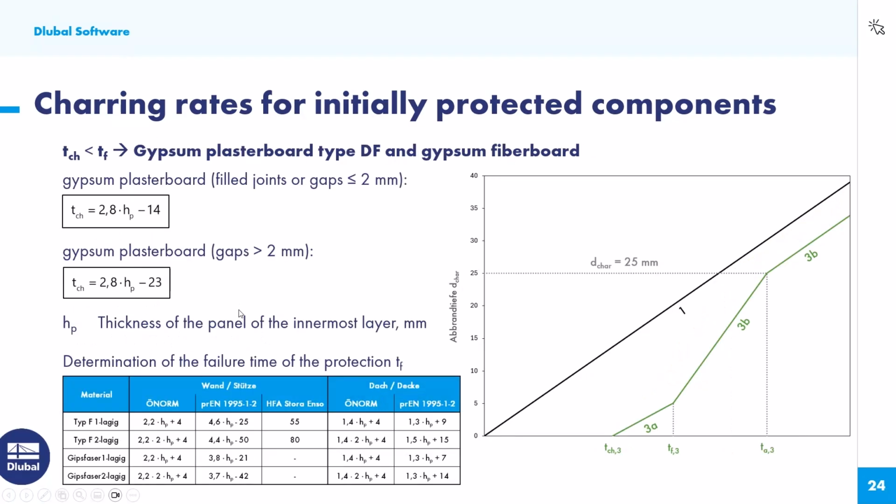It is different here when TF becomes higher than T charring. That's the case for gypsum plasterboards type F and gypsum fiberboards. Same equation like for the other slides, so I don't spend time on this. But yeah, the big unknown is this time here. So the time of the failure of the protection.